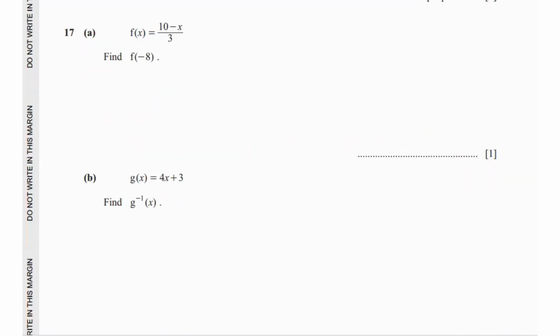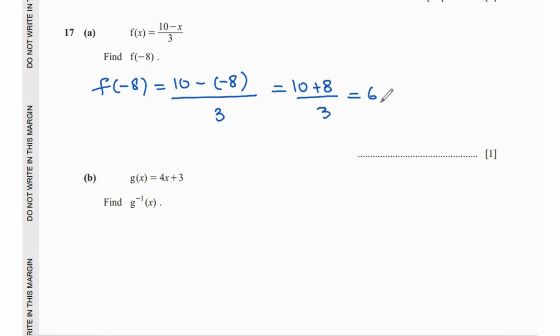Then your function, f of x equals 10 minus x over 3. Find f of negative 8. We just replace x with negative 8 in the equation. That's 10 plus 8 over 3, and that's 6.